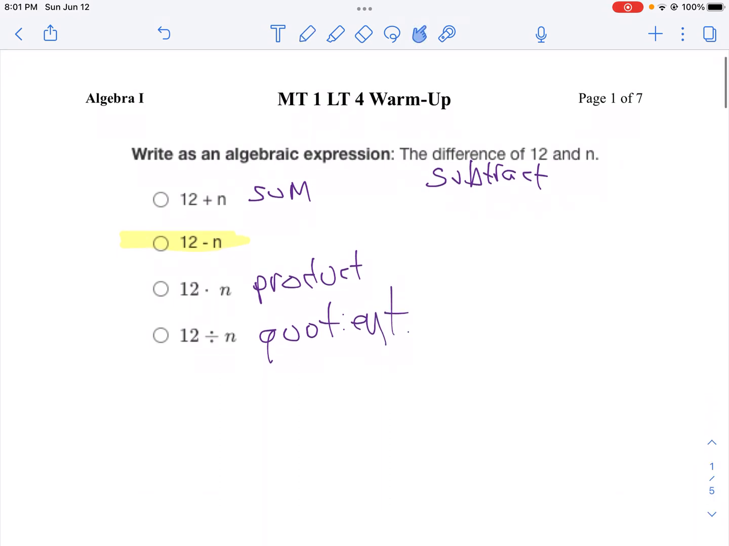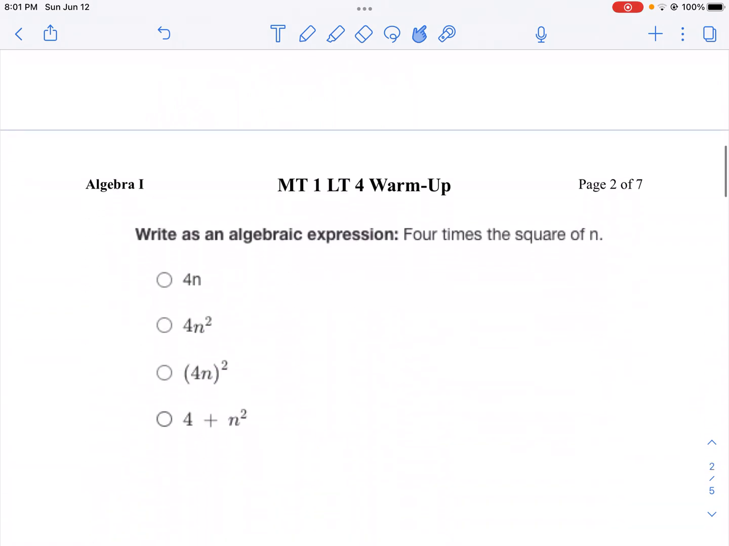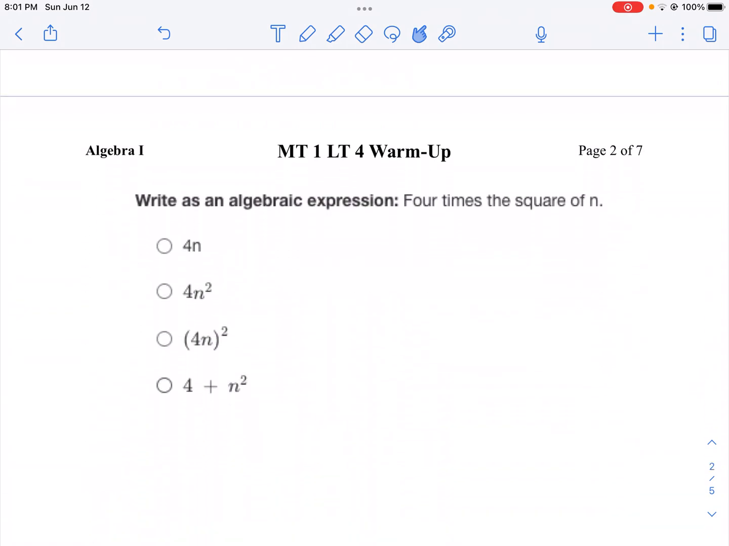Now, if we take a look at our next question here, I want to do 4 times the square of n. So if I'm going to do 4 times n, and I'm going to square that, well, that would be choice B then, your second choice also. Okay. Notice your first one, you're not squaring it. And the second one, I'm squaring both of them, so I don't want to do that. I only want to square the n. And then the last one, I'm adding them, so we're not going to be doing that. That will be the sum of 4 and the square of n.